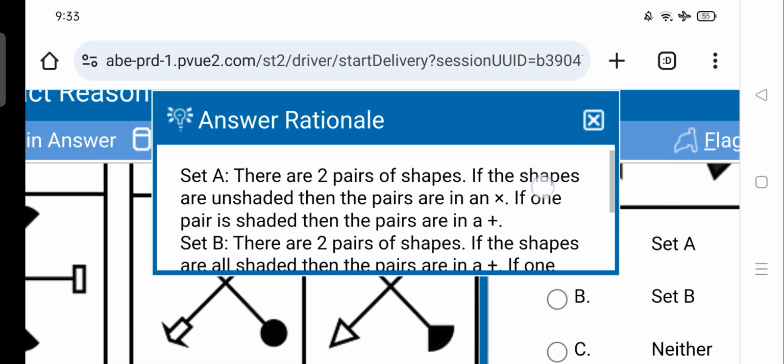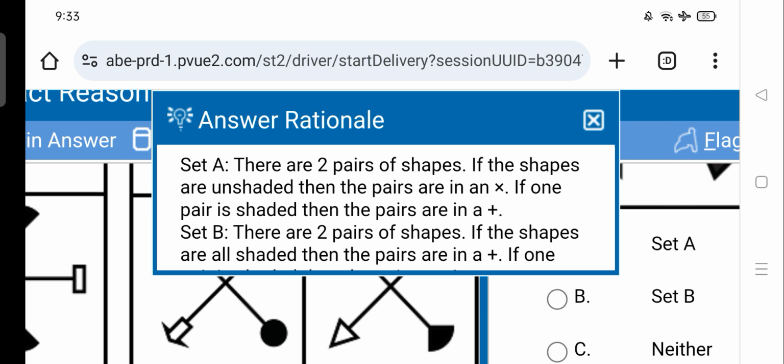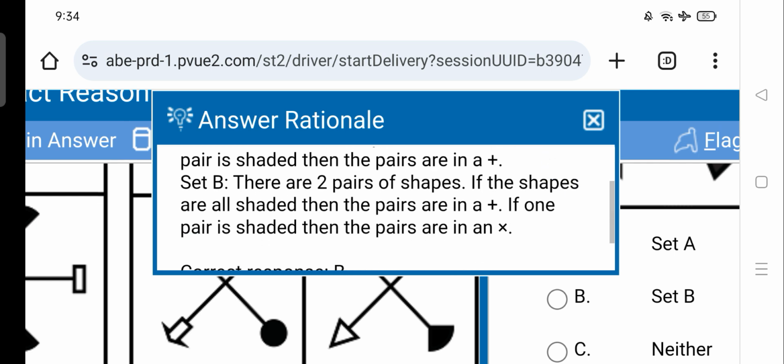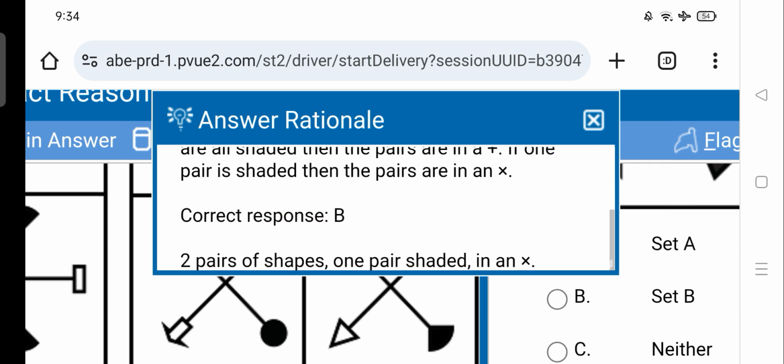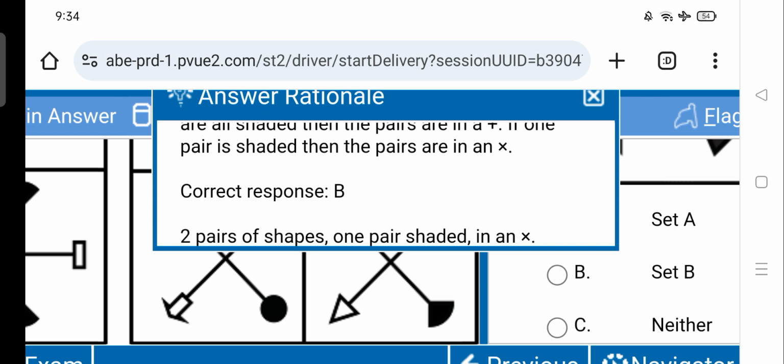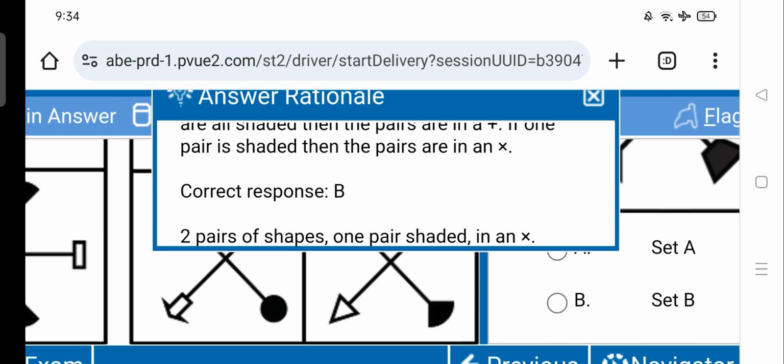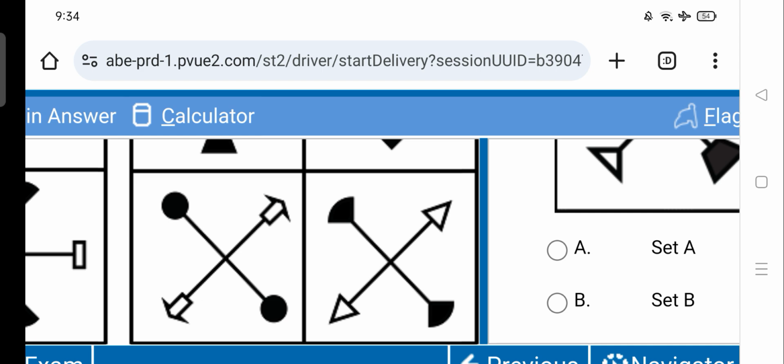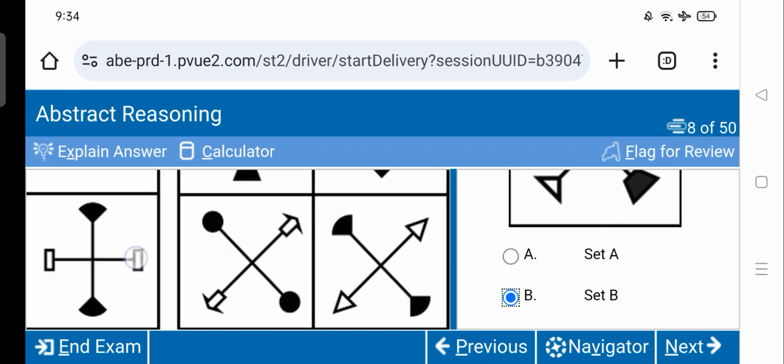So here is the rule, if you want to read it once again. Set A: there are two pairs of shapes. If the shapes are unshaded, then the pairs are in multiplied form. If one pair is shaded, then the pairs are in plus form. Set B: there are two pairs of shapes. If the shapes are all shaded, then the pairs are in addition form. If one pair is shaded, then the pairs are in multiplied form. So in this question, the correct response is B, as two pairs of shapes, one is shaded, in a multiplied form. So set B is the correct option.